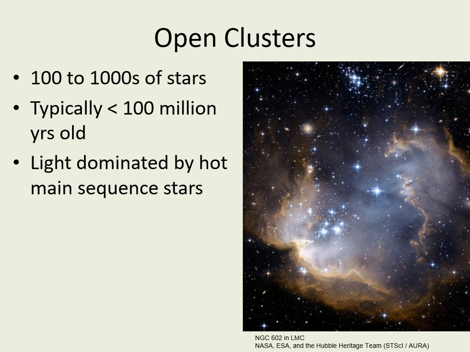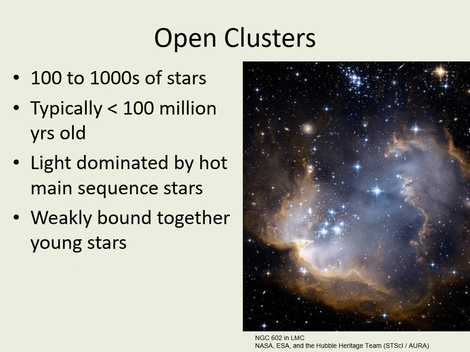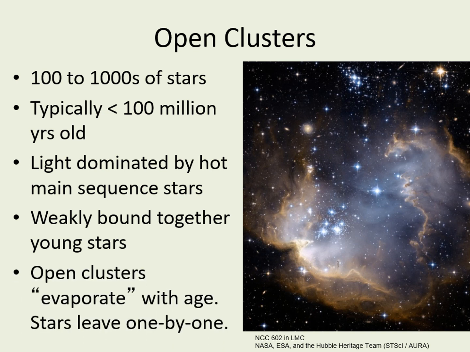There's a reason open clusters tend to be young. They're only weakly held together by the mutual gravity of the stars. With only a few thousand stars or less, it's easy for stars at the edges of the cluster to drift away, causing the cluster to start to evaporate. The more stars leave, the weaker the overall gravity, so the easier it is for still more stars to leave. Eventually, the entire cluster breaks apart. The stars still exist, but we can no longer recognize them as being from a cluster.